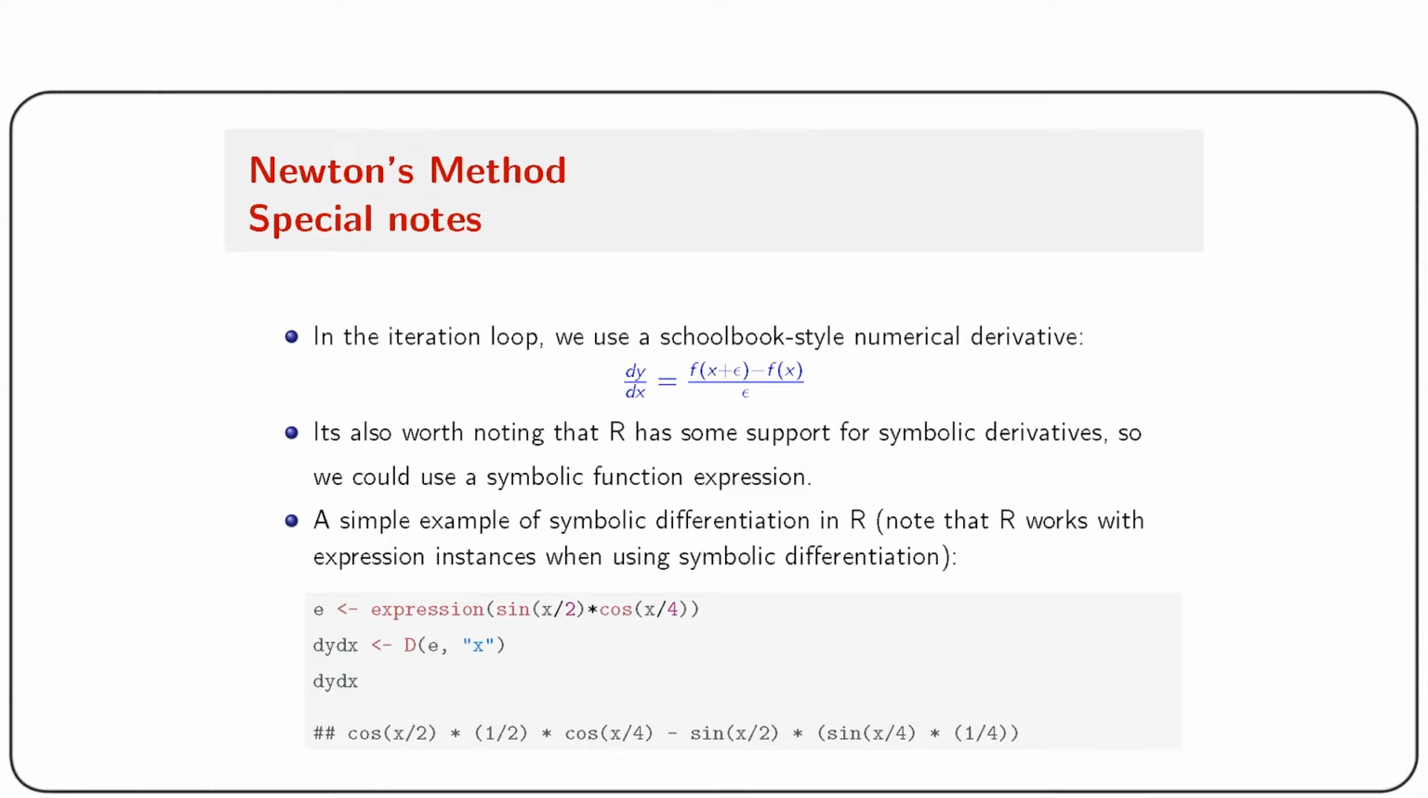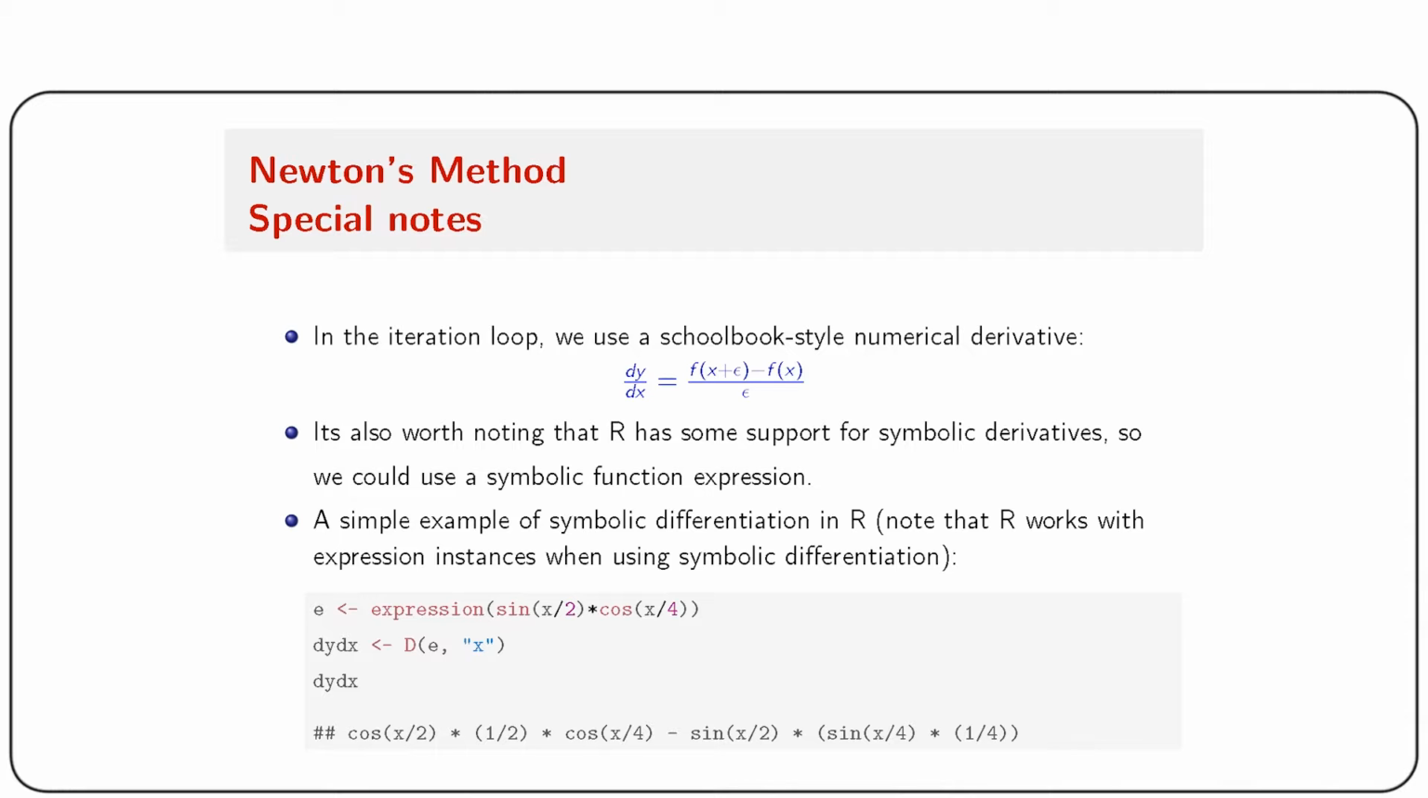It is also worth noting that R has some support for symbolic derivatives. So we could use symbolic expressions as follows. A simple example of symbolic differentiation in R uses expression. Everything for the differentiation should be within an expression, so we have to convert that function into an expression. I am converting the function sin(x/2) times cos(x/4) into an expression, and then we are calculating dy/dx.